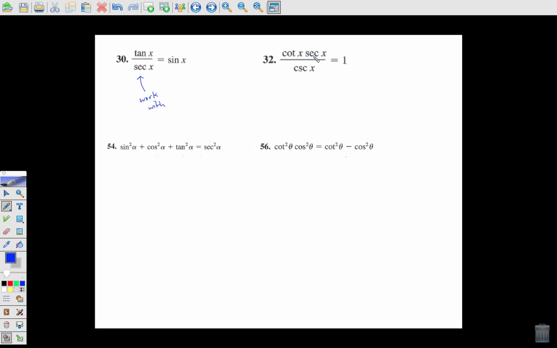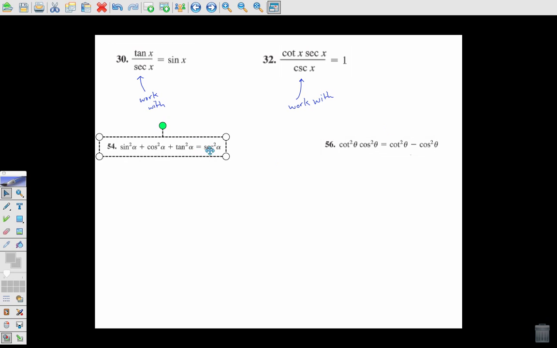Number 32, the cotangent of x times the secant of x divided by the cosecant of x equals 1. Again, you have to work with the left side here. There's really nothing to do with the right side. This next one looks complicated, but it is probably the easiest one here. 54 is the sine squared of alpha plus the cosine squared of alpha plus the tangent squared of alpha is equal to the secant squared of alpha.